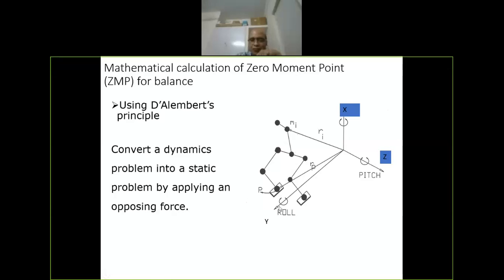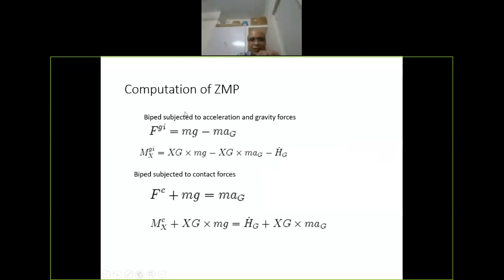Now, this force which is pointing downward will be balanced by the reaction force from the ground, as per Newton's third law. So this force acting downward and the ground reaction force acting upward will balance each other and cancel. So this is always balanced in terms of forces. But there is also a moment.